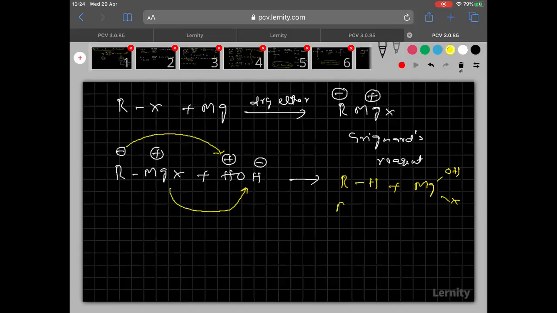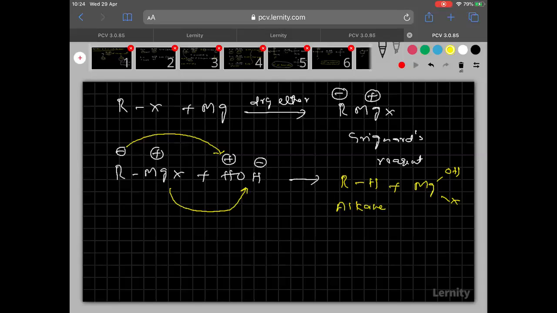The RH, whatever we got here, that is called as what? Tell me. Alkane. The RH, whatever we got, that is called as alkane. So when Grignard undergoes hydrolysis, then we get alkane. Followed.